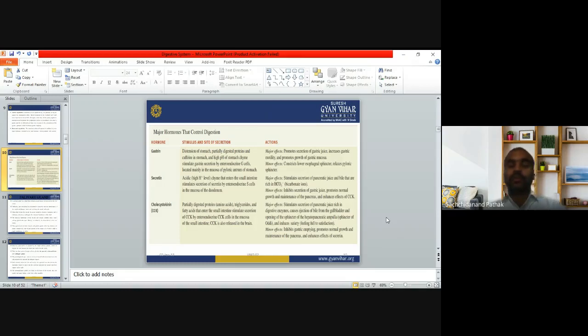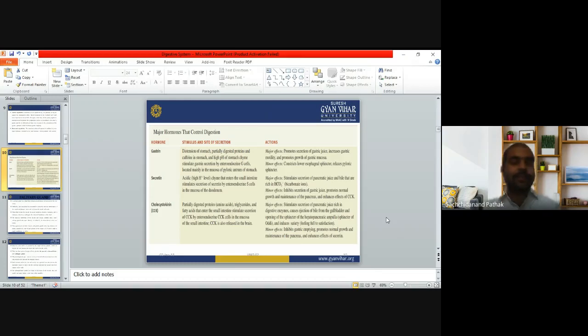What is the action of gastrin? It promotes the secretion of gastric juice, increases the gastric motility, and promotes the growth of gastric mucosa. Also, it will contract the lower esophageal sphincter and relax the pyloric sphincter. Okay.